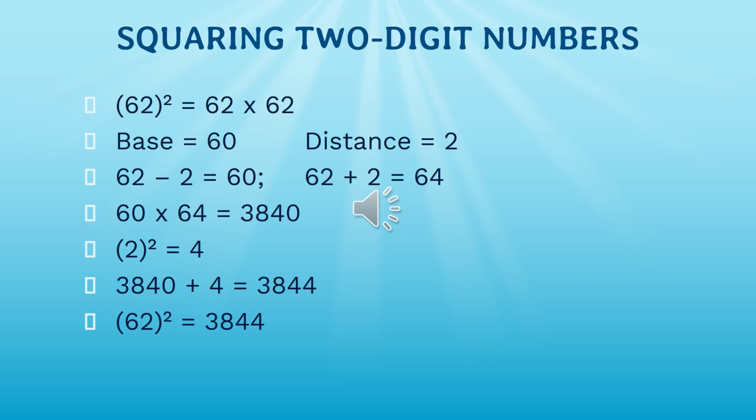Multiplying 60 and 64, that's 6 times 64. 6 times 60 is 360, and 6 times 4 is 24. That gives us 3,840. Next is to square the distance, which is 2. 2 squared is 4, and adding 4 to 3,840 will give us a sum of 3,844.